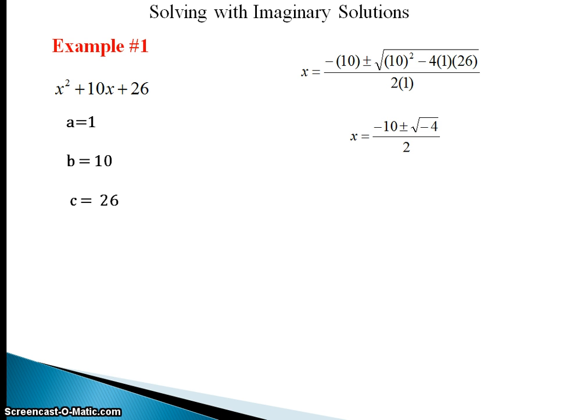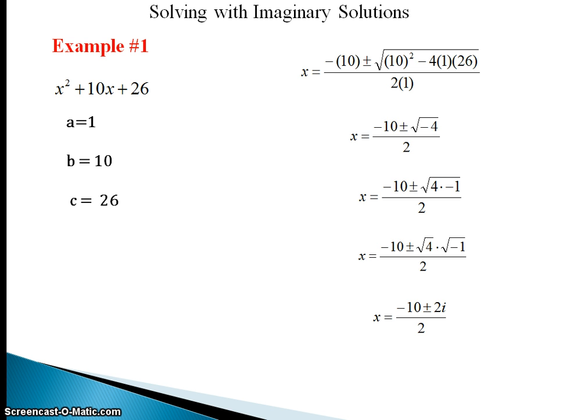Now we're going to apply what we just learned to help simplify this answer. And so we're going to factor negative 1 out of that radical, and then break that radical up into two pieces, the square root of 4 times the square root of negative 1. And then we're going to simplify those radicals further by taking the square root of 4, which is 2, and the square root of negative 1, which we now know is i.